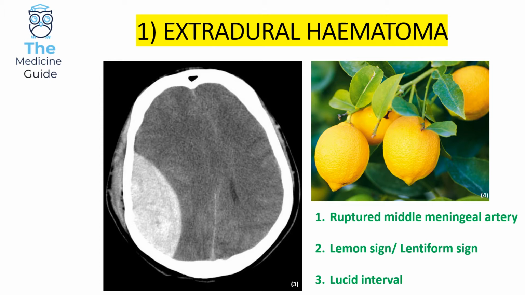Secondly, on a CT head scan, a patient will present with a lemon sign or a lentiform sign. And typically, one of the signs will involve a lucid interval. After this blow to the head, the patient will initially be unconscious, then rapidly recover and seem quite stable for a period of time, but then they'll rapidly fall in their GCS score and lose consciousness. It's that lucid interval which is a key classic feature of extradural hematomas, and it's that classic description which crops up in SBAs, so just be aware of that.